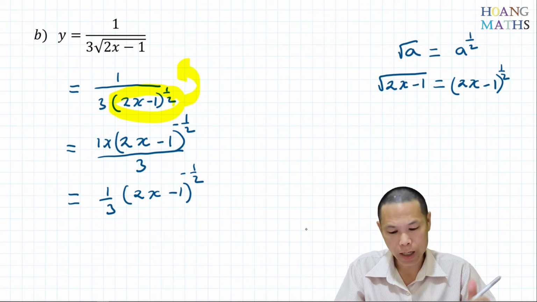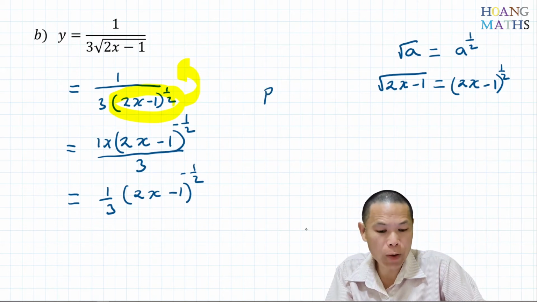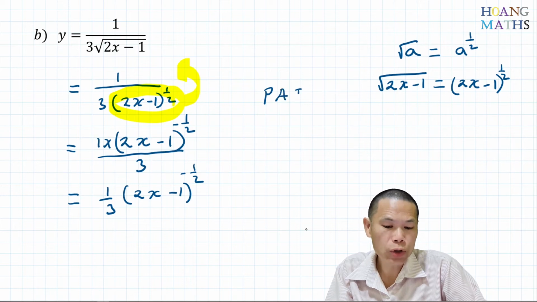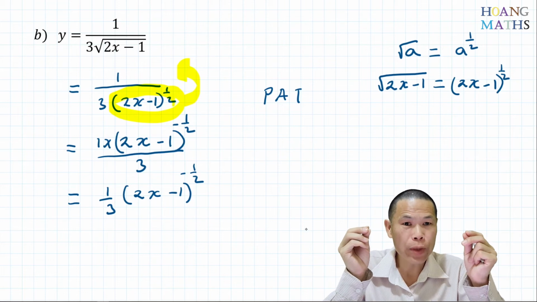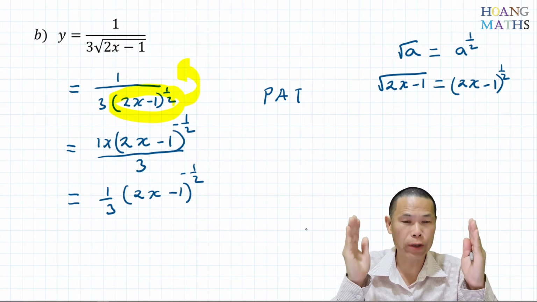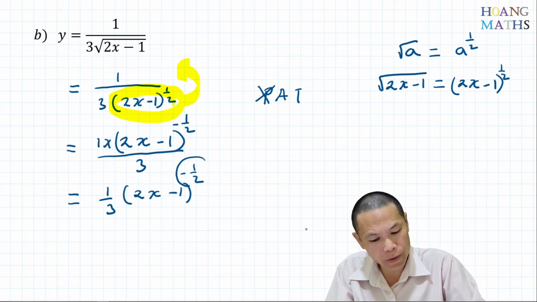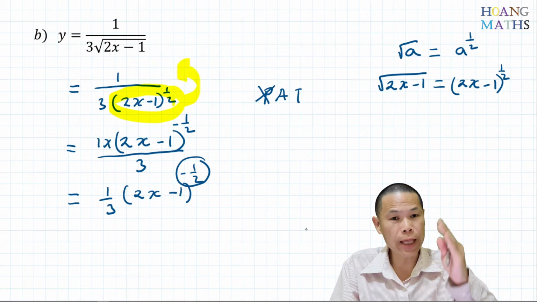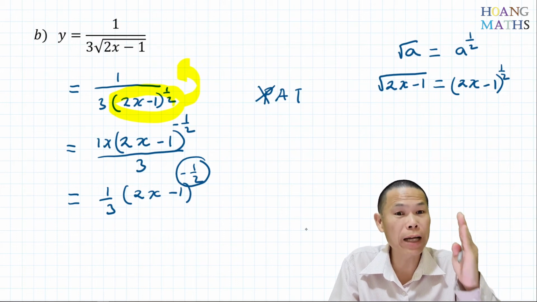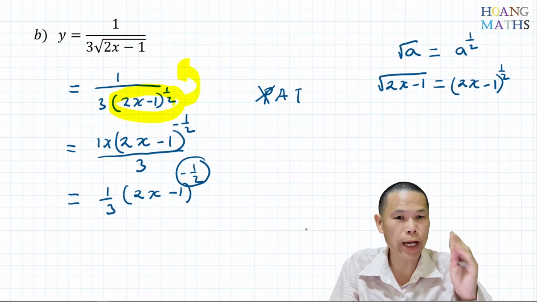Therefore, to differentiate this, I use power, angle, trig. I differentiate the power, then I differentiate the angle, and there's no trig involved for now, so we stop there. The power is negative a half, so we bring negative a half down, and then we minus 1. Minus a half minus 1 gives you minus 3 over 2. Please keep that in mind, otherwise just use your calculator.